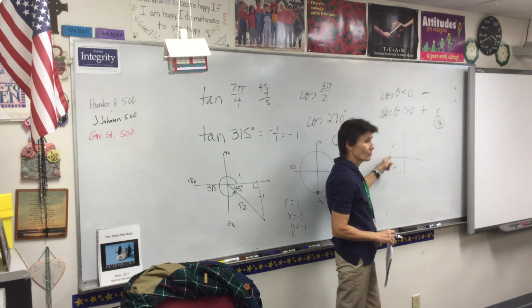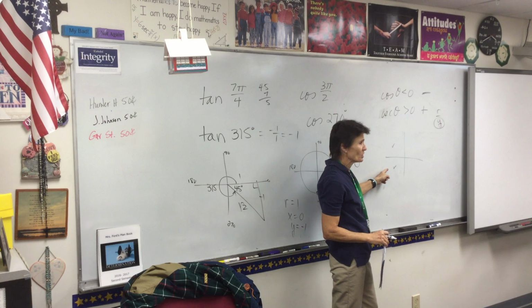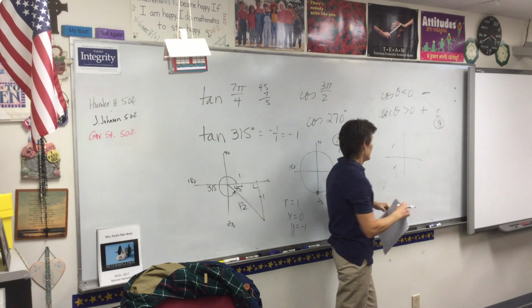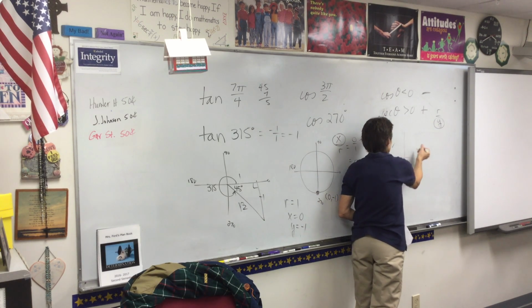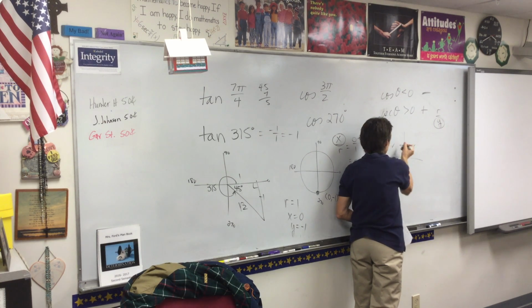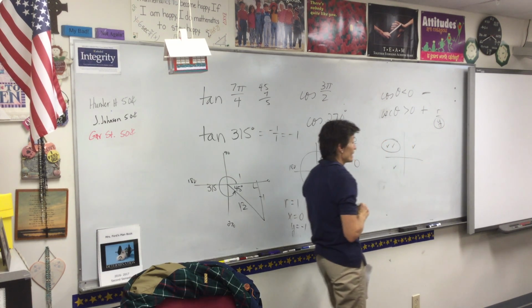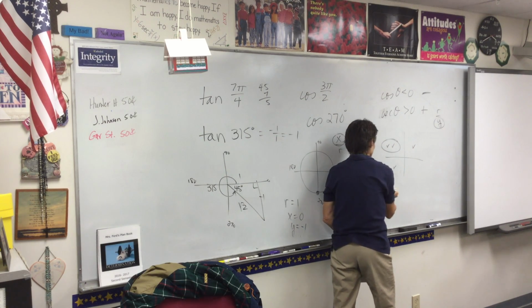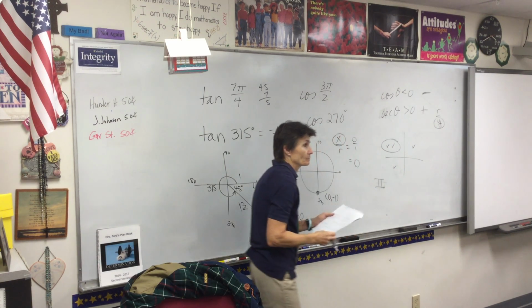So remember, these are your only two options. Which one has a positive Y? This one, right? So your answer is, these have positive Y. This is the only one that also has a negative X. So my answer is quadrant 2.